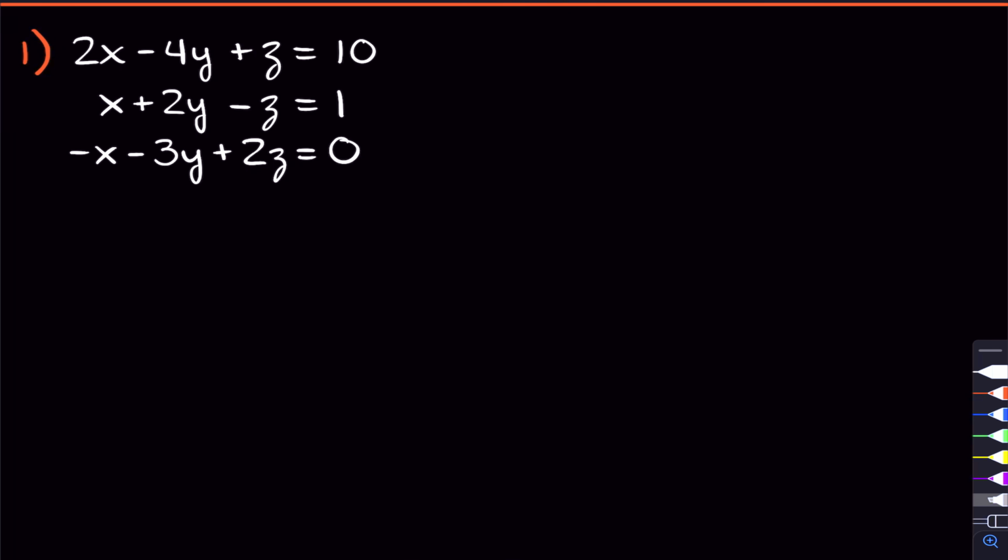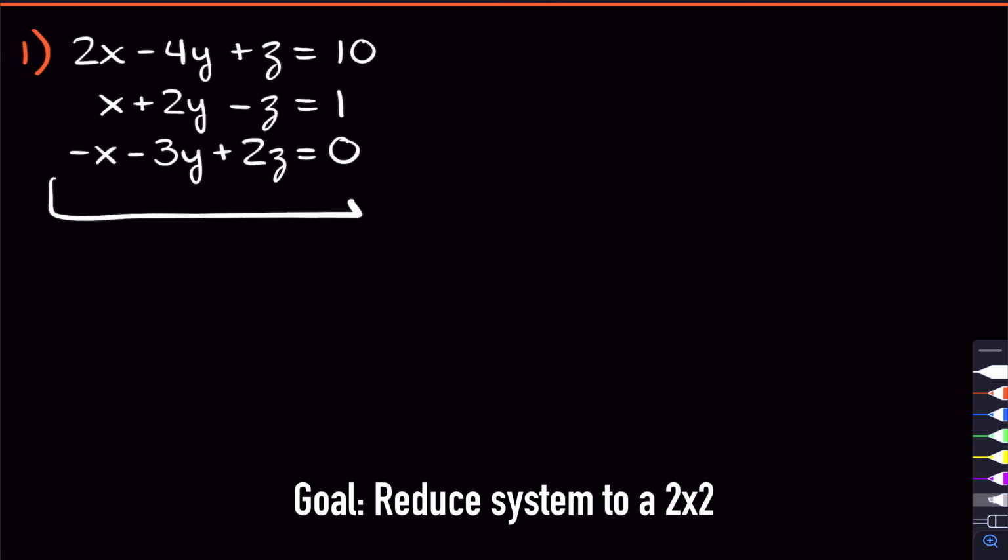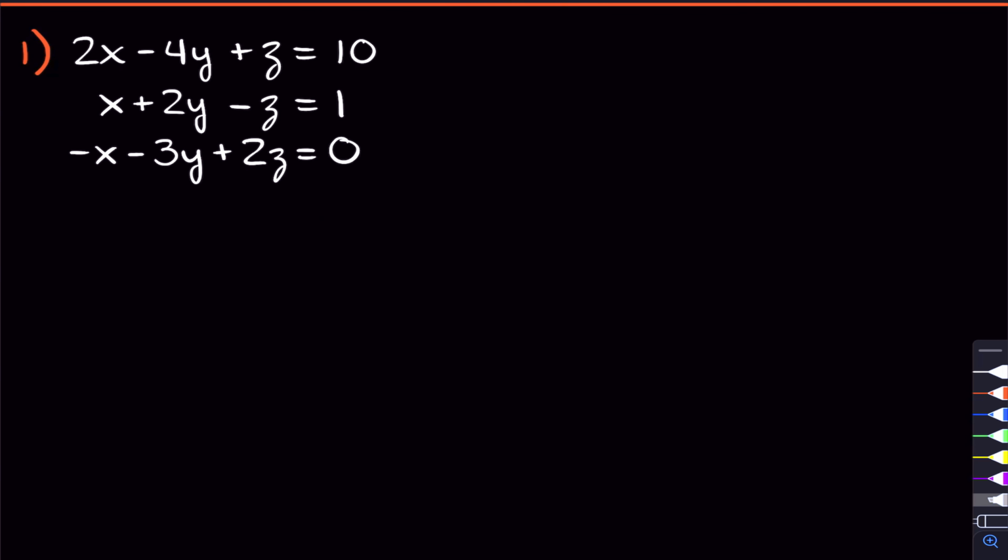So starting off with problem 1, we have our first system of 3 equations. Now, how the heck do we solve a system of 3 equations? Well, what we're going to be doing with this system is we're going to be reducing it into a system of equations that we already know how to solve. And by that I mean a system of equations that only has 2 equations and 2 variables, because we already know how to solve those. So that's going to be our goal.